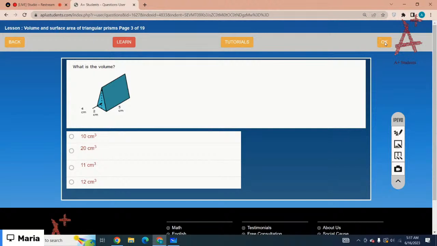You have to multiply length times base times height. It would be 5 times 4 is 20, and 20 times 2 is 40, and then you have to divide it by 2. So it would be 20. 40 divided by 2 is 20. So that means 20 centimeter cube.